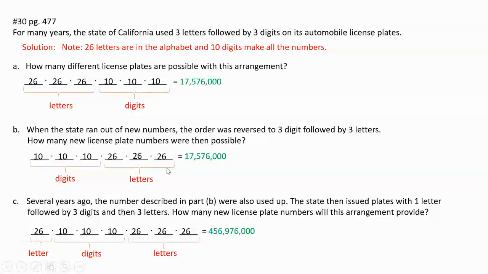You got 456,976,000. So by adding 1 letter, it went from 17 million to 456 million. Isn't that amazing, guys?